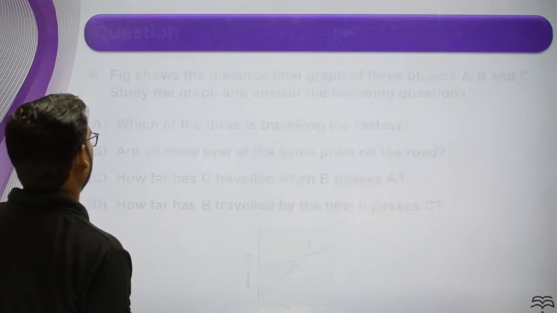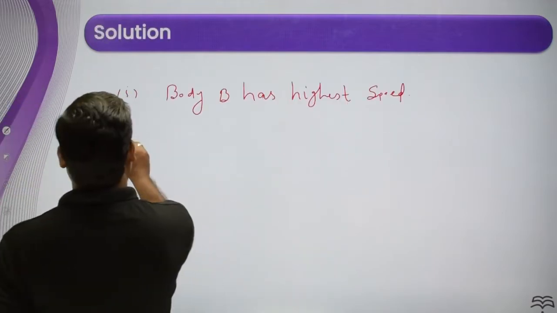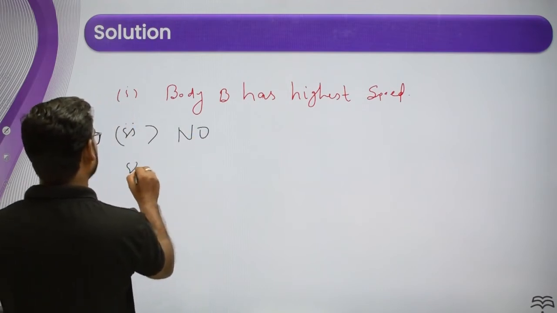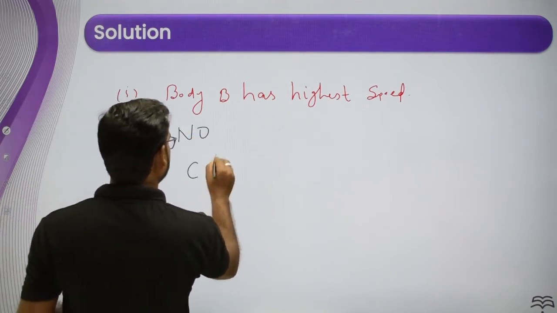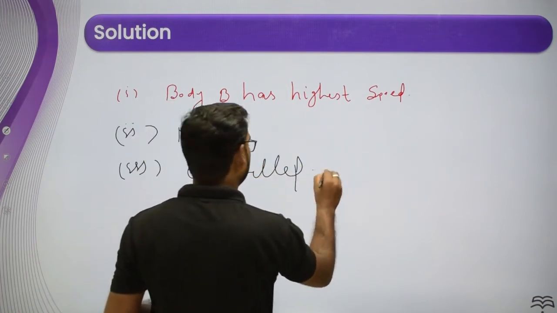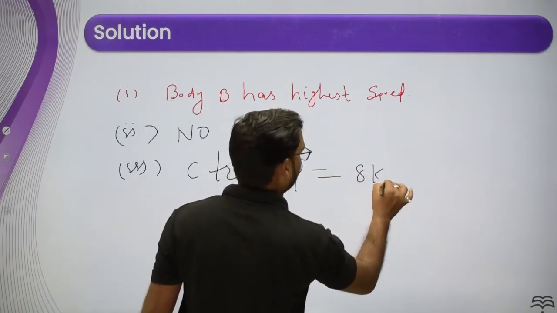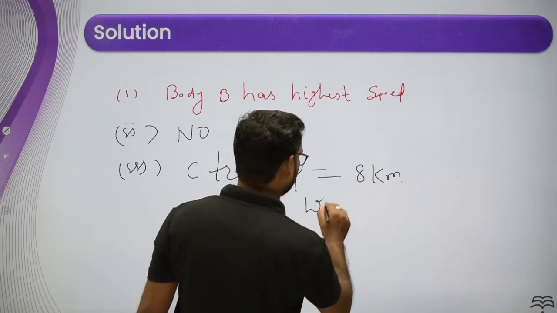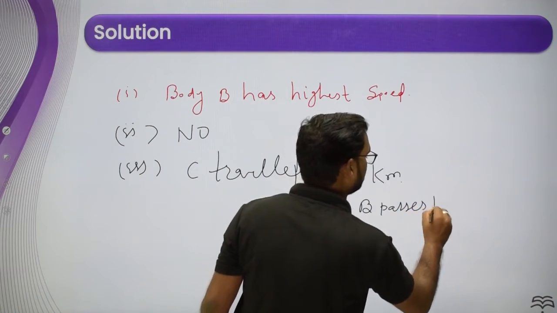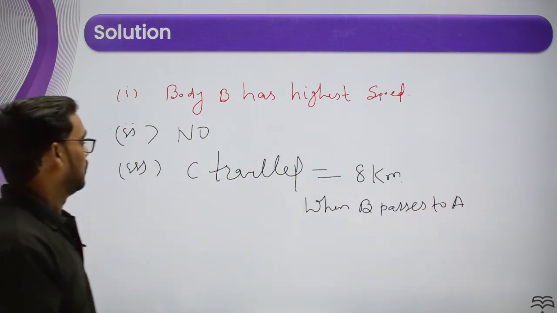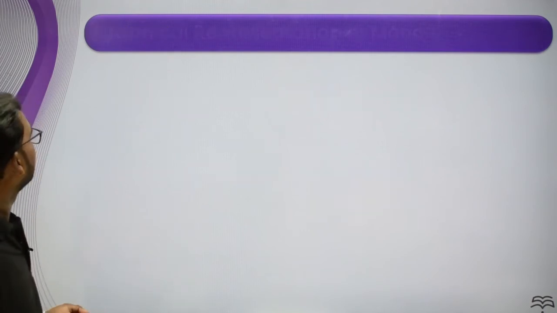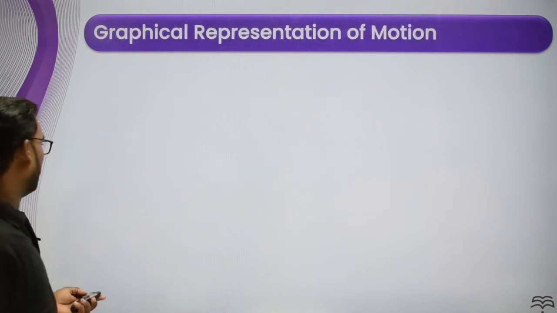The answer of the B part is no, whereas for the C part, how much did C travel? The answer is 8 kilometer when B passes A. This is your answer: when B passes A, then C has traveled 8 kilometer. Okay, so move to the fourth one.